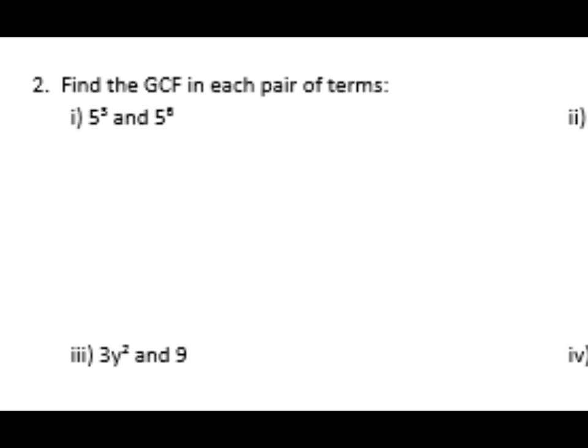Let's take a look at this problem here. I could write this as, well, I have 5 cubed. I could write this as 5 times 5 times 5. And then I could have 5 to the 6, which is just 5 times 5 times 5 times 5 times 5. Well, you get it, right? Now, the only things that match are these 3 5s. This 3 5s is really just 5 cubed.